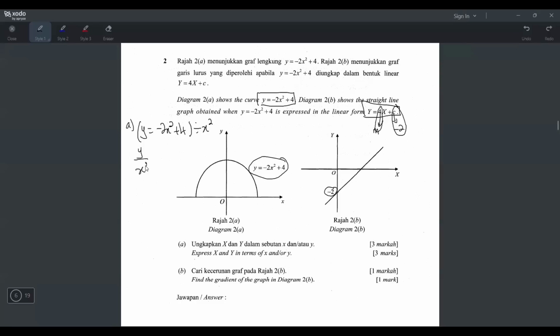So it becomes y over x squared. When you divide by x squared, you will get negative 2 here, right? Because when you divide by x squared, the x squared cancels out. And then this one becomes 4 over x squared. Okay, and why did I do that? So that I can arrange it into linear form.